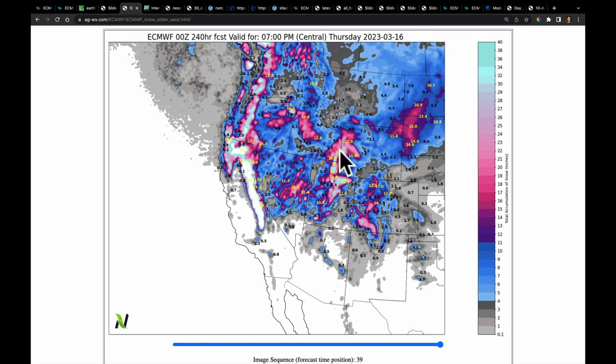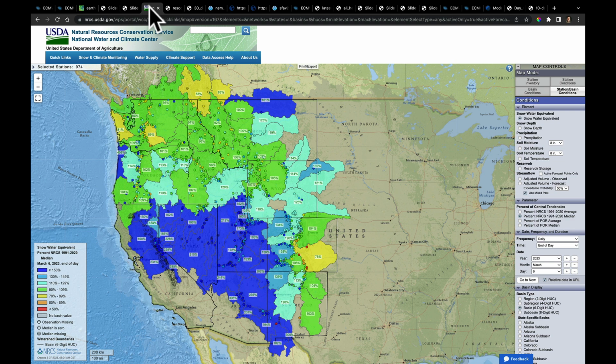Parts of Utah, Wyoming, the eastern side of the Snake River Valley. You can see another heavy band of snow through here, and then the Upper Colorado Basin looking at a lot. So it gets us just thinking about where we currently sit. It's March, so these numbers are very important this time of year.